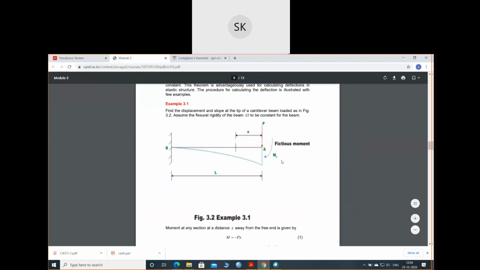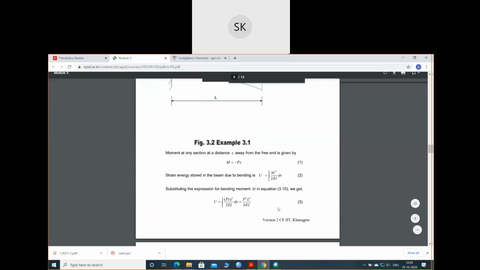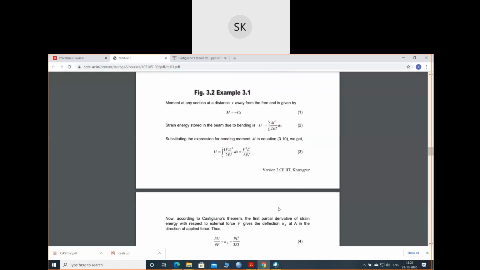So once you know the strain energy equation, you can place it in place of moment, and you can find out your deflections and slope.